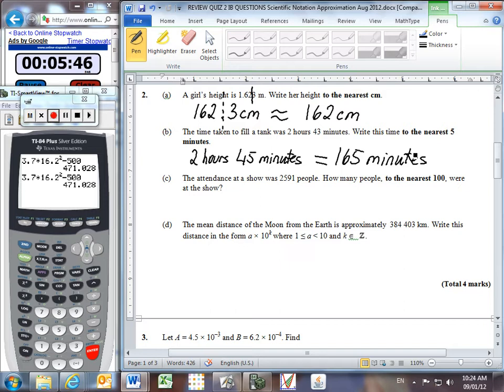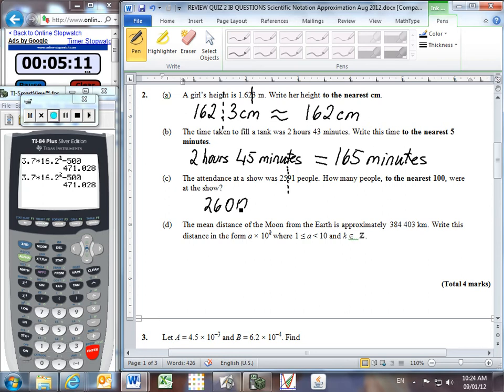Part C, the attendance at a show, 2,591 people. How many people to the nearest 100 are at the show? Okay, so to the nearest 100. That's our ones place, tens place. Here's our hundreds place. And so that's going to be our cutoff. We're rounding immediately after the 100s place. The number after that 5 is a 9. That's bigger than 5, and so we must round that 5 up to a 6. And then everything after our cutoff becomes zeros. 2,600 is the nearest 100.